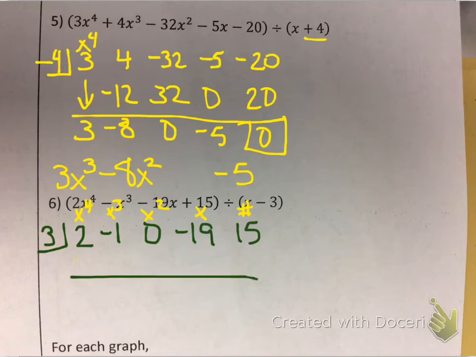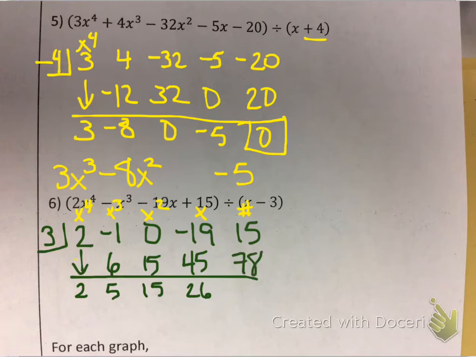Okay, bring down the 2. 2 times 3 is 6. 6 minus 1 is 5. 3 times 5 is 15. 0 plus 15 is 15. 3 times 15 is 45. Negative 19 plus 45. Notice how I'm saying these. I'm just combining them. Negative 19 plus 45 is 26. 3 times 26 is 78. 78 plus 15 is 93, and that's my remainder.